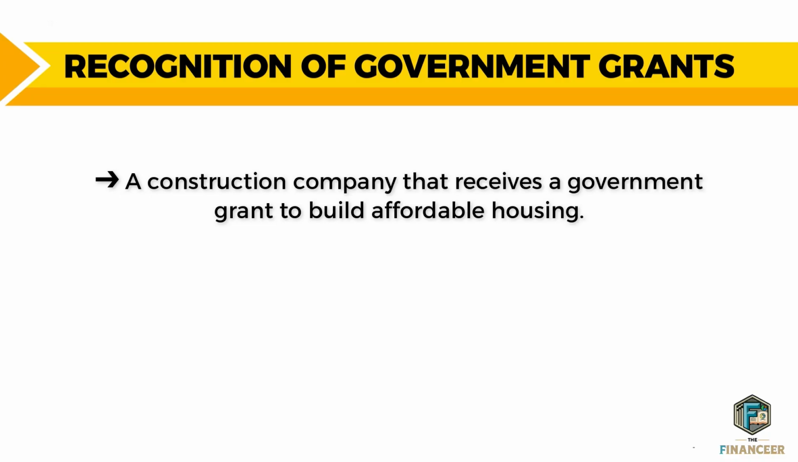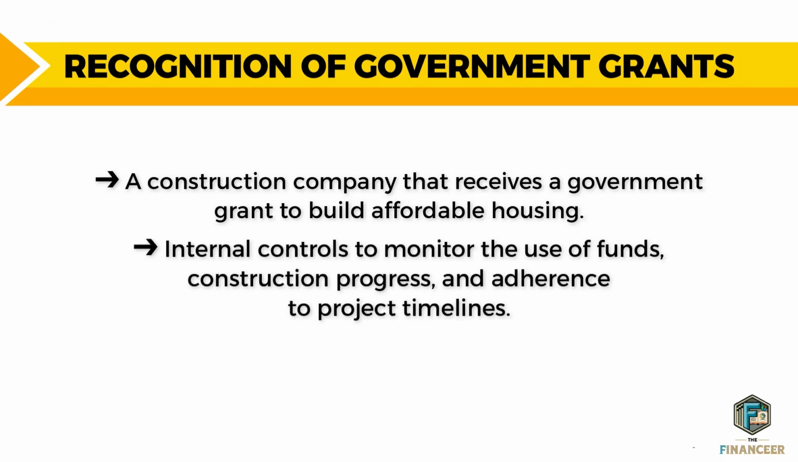So as an example, let's consider a construction company that receives a government grant in order to build affordable housing for the citizens in the country. To assess the reasonable assurance of the compliance, the company sets up an internal control system in order to monitor the use of the funds and monitor the construction progress and the adherence to the project timelines, which means that regular audits are conducted in order to ensure the ongoing compliance.